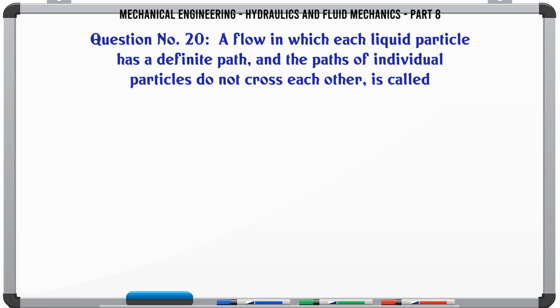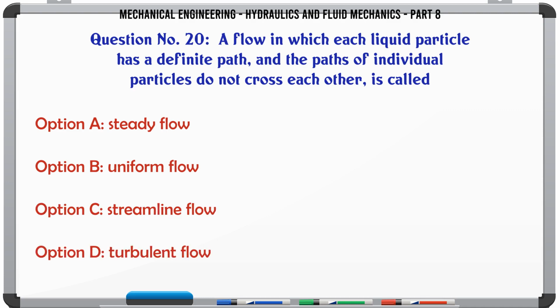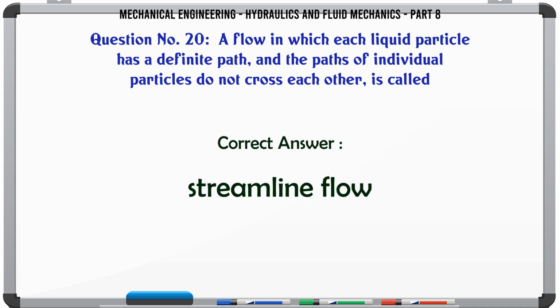A flow in which each liquid particle has a definite path and the paths of individual particles do not cross each other is called A. steady flow, B. uniform flow, C. streamline flow, D. turbulent flow. The correct answer is streamline flow.